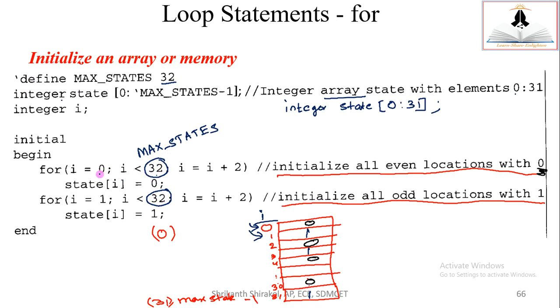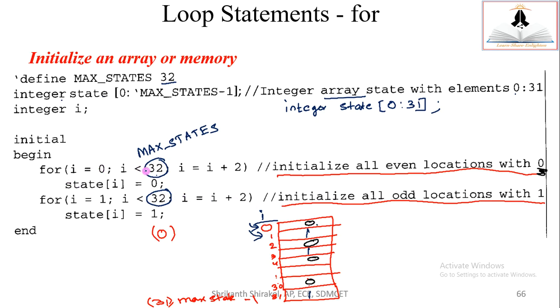So how many times does it execute? 0 to 31, because once i is 32, it fails. So it increments by 2 each time. This is a control variable, or control element, I can say. So 0 first, and it checks that it follows the condition. State 0: i is replaced with its current value, 0. State 0 is equal to 0. Now, next it will increment by 2.